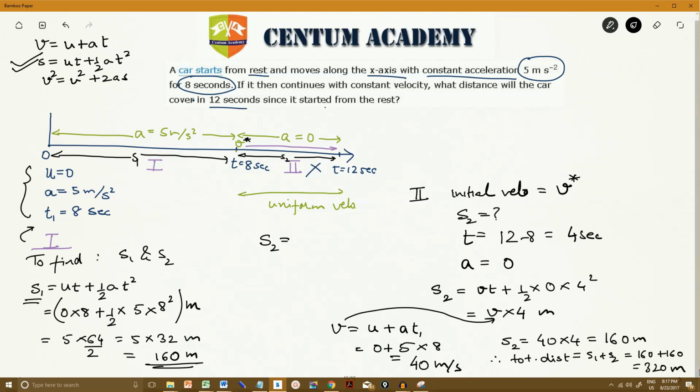Now, did you notice that S1 is equal to S2? What inferences can we draw? S1 is equal to S2, right? But this took 8 seconds, and this took only 4 seconds to cover. Why? Because in this case the body was accelerating, so it started from rest. But in this case, it already had some velocity, and because of that velocity, it takes a lesser amount of time to cover the same amount of distance, isn't it? So these are additional inferences from this problem.